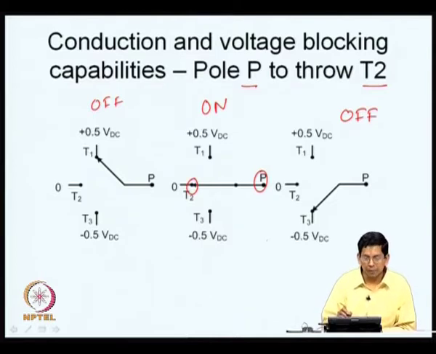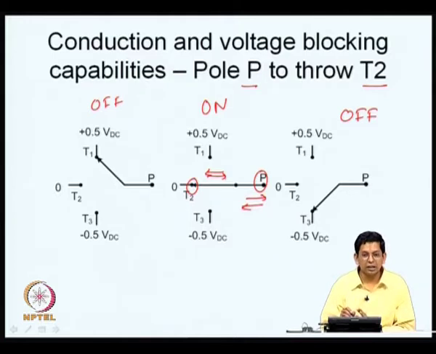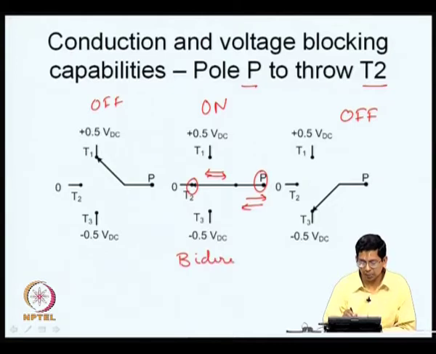In the on state, current can be flowing in either direction. So, between P and T2, current has to flow in either direction. So, once again what you need is a bidirectional current carrying capability. Current needs to be bidirectional.